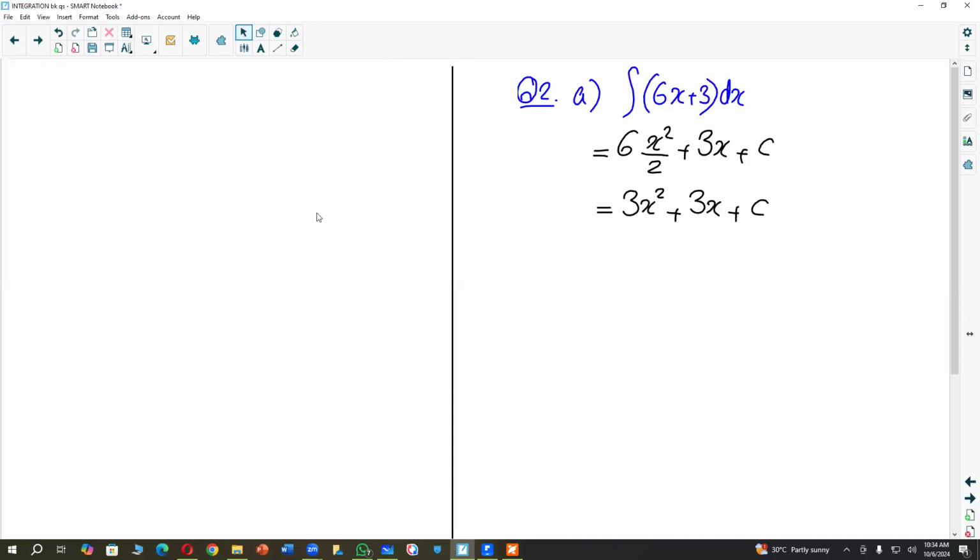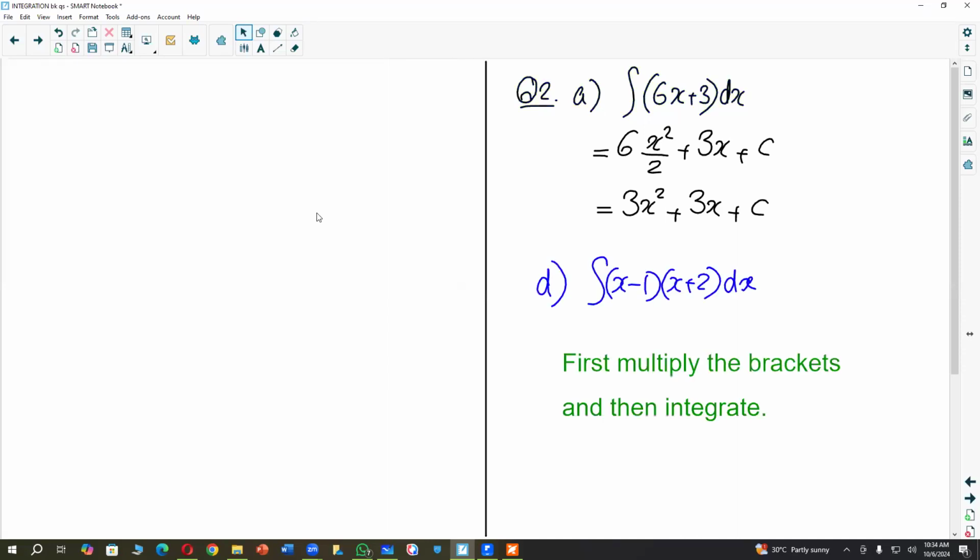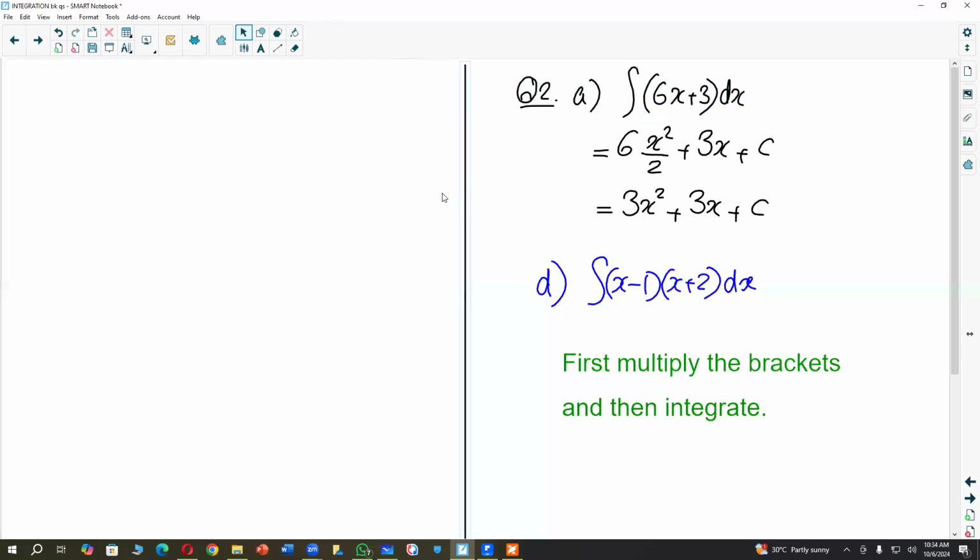Okay, done. So similarly, when you get brackets, you multiply the brackets. Now here comes some difference. We have a rule which is called product rule. But in integration, we have no product rule. We have no quotient rule. Now you have to copy this question and copy the hint also. Alright, done. So now start it.